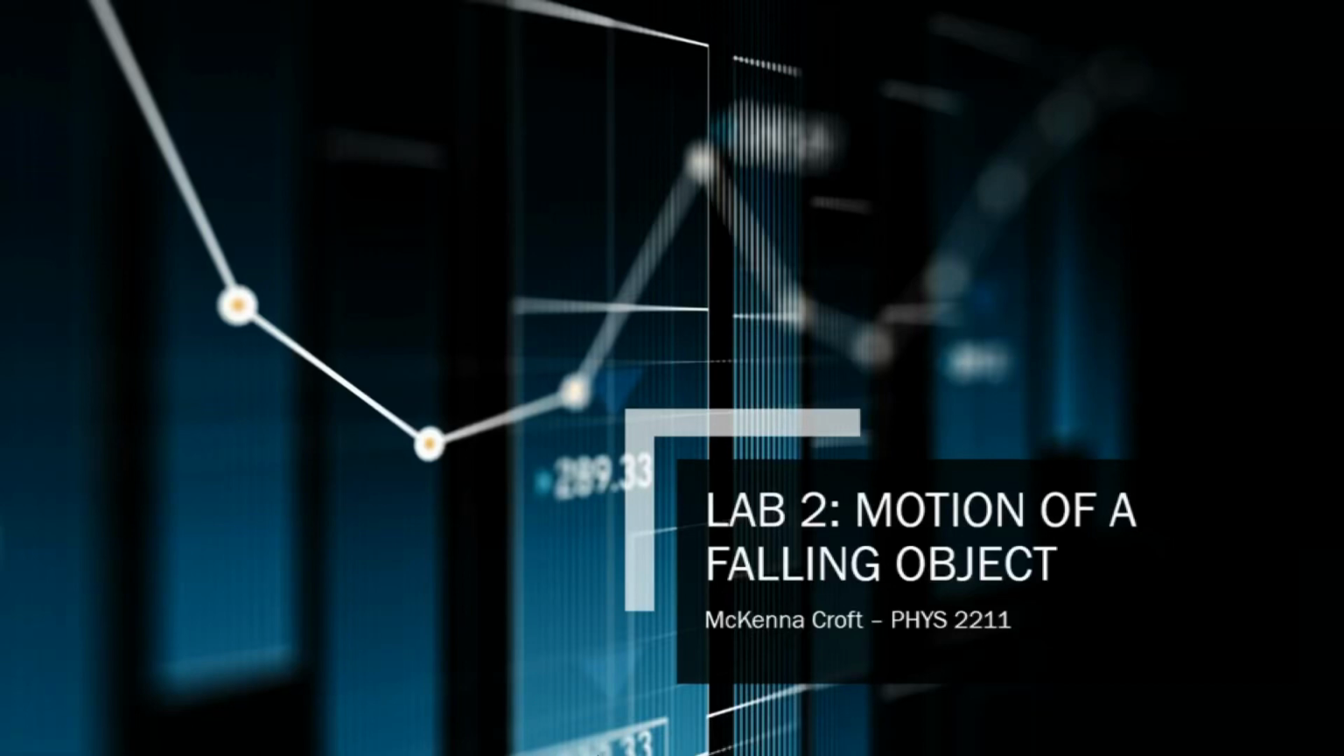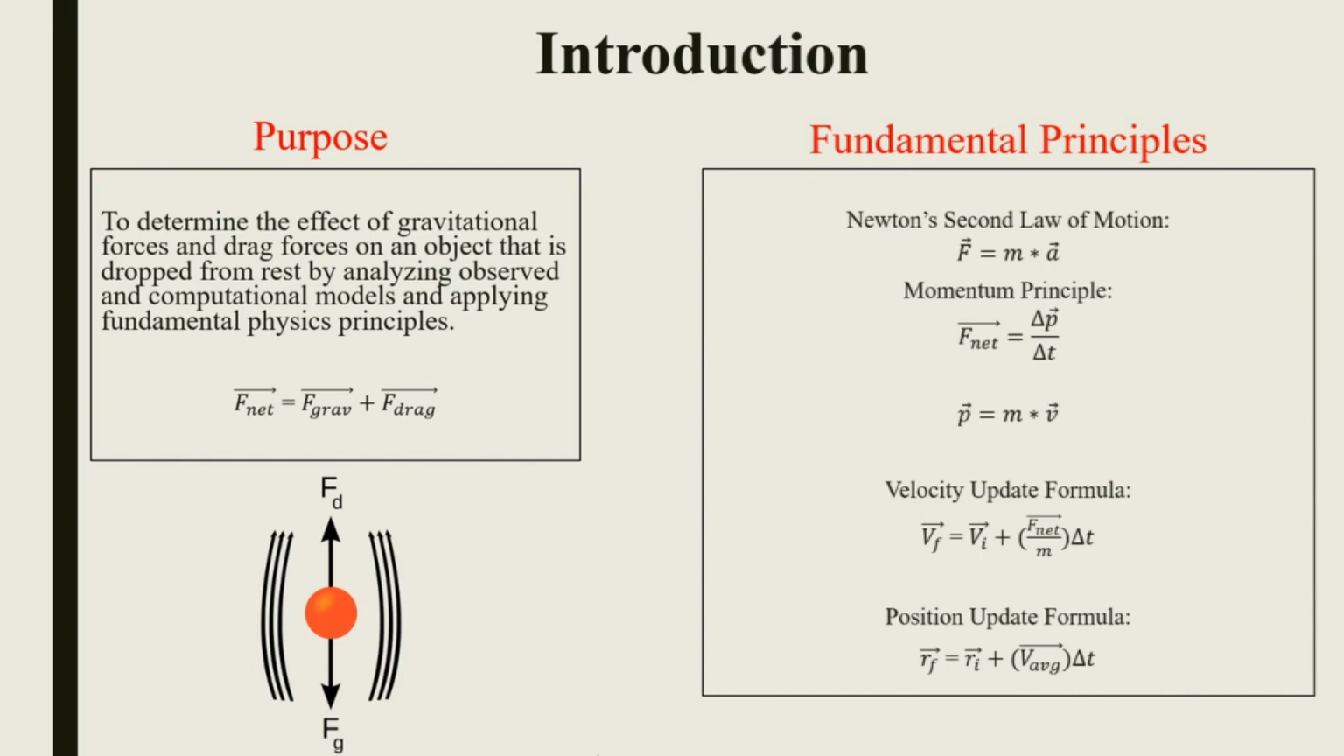Hello, my name is McKenna Croft, and this is my Lab 2 report on the motion of a falling object. So the purpose of this lab was to determine the effect of gravitational forces and drag forces on an object that is dropped from rest by analyzing observed and computational models and applying fundamental physics principles.